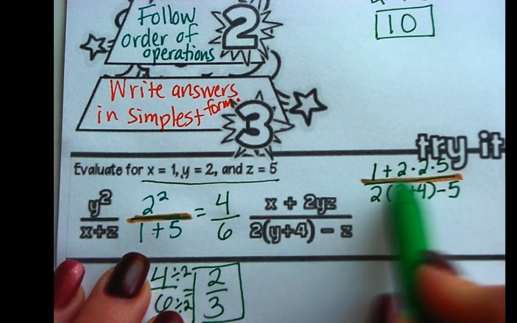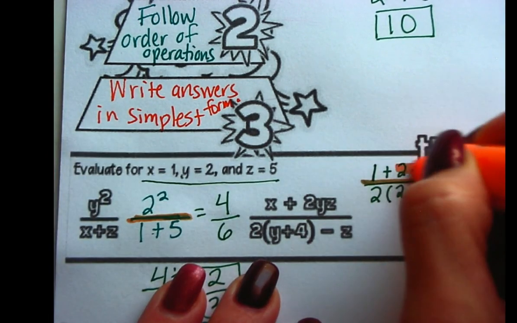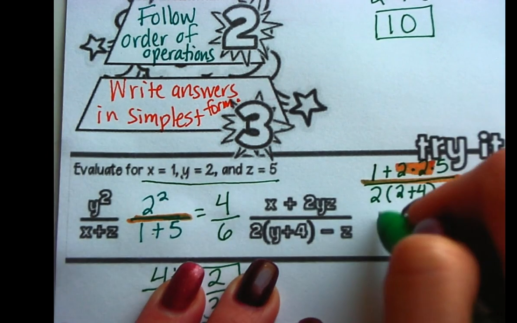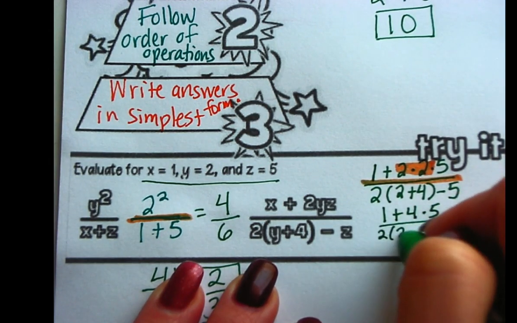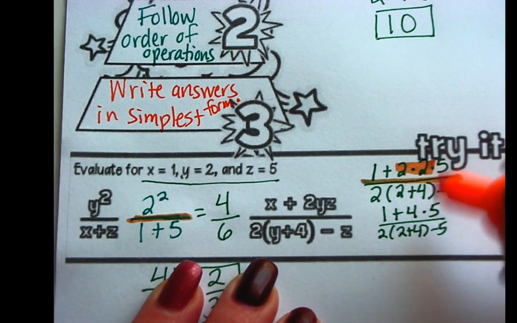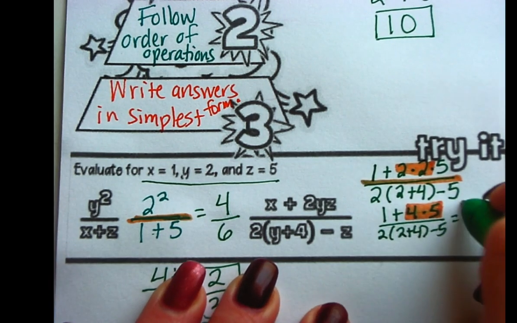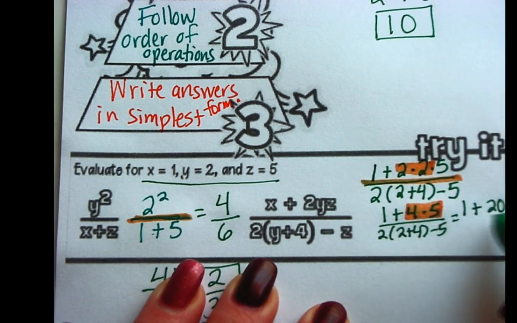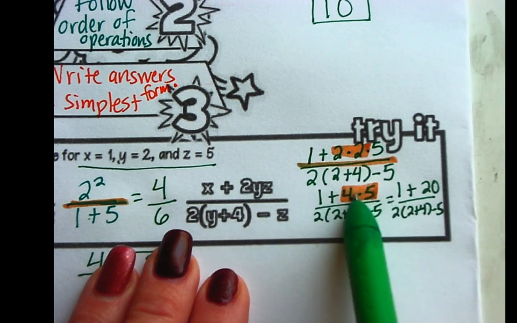So I'm going to look at the top first. And on top, I'm going to do 2 times 2. So I'm going to get 1 plus 4 times 5 over 2 times 2 plus 4 minus 5. Next, I'm going to go ahead and do 4 times 5. I'm going to write it right next to it to have room. 1 plus 20 over 2 times 2 plus 4 minus 5. See what I did? I just simplified each step.